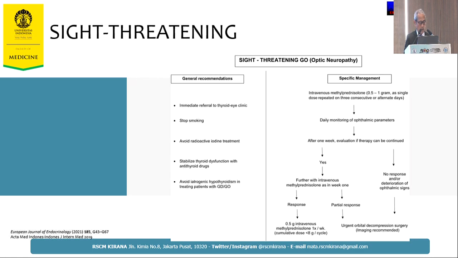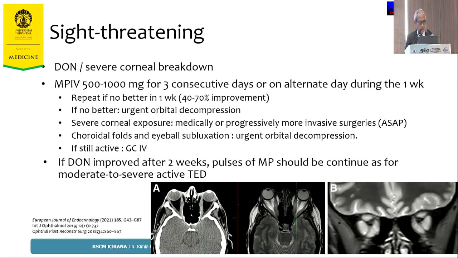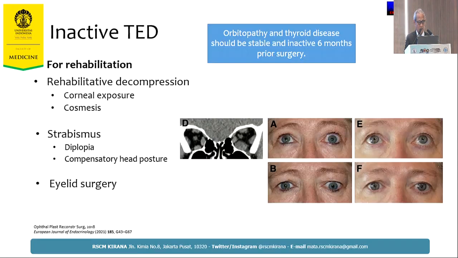The condition that we have to be aware of is sight-threatening disease. This can be caused by dysthyroid optic neuropathy or severe corneal breakdown due to prolonged corneal exposure. Methylprednisolone IV is a mandatory treatment. If dysthyroid optic neuropathy improves after 2 weeks, pulse methylprednisolone should be continued as for moderate to severe active TED. Severe corneal exposure needs medical treatment or progressively more invasive surgery such as orbital decompression.